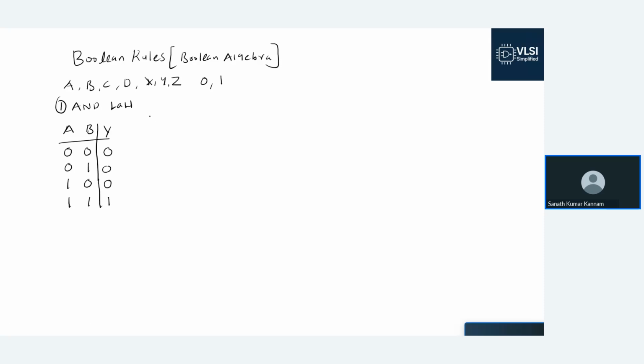So first law: if you take A and A, equal to what? A. A and A equals A means I can take this one and this one. This is the first law. So A is 0 and 0, that is equal to 0. And A is 1 and 1, this is equal to 1. So A and A equals A.